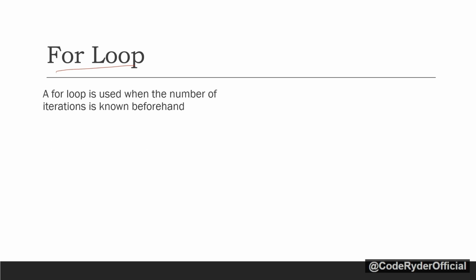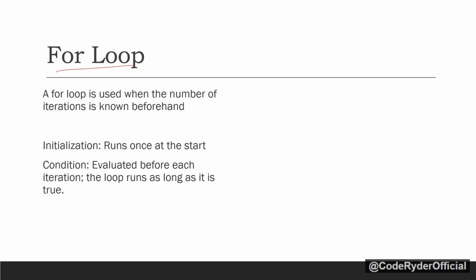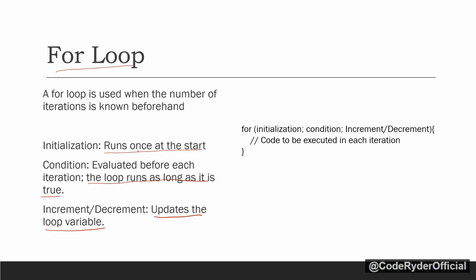So the syntax of for loop includes initialization part, condition, and increment decrement. So what is initialization? Basically it runs only once at the start. And then what is the condition? Before running every iteration, it will evaluate the condition, and the loop runs as long as the condition is true. And then the third part is increment decrement. It will basically update the value of the loop variable. So the syntax looks like for initialization, then comes the condition, and then comes increment decrement.